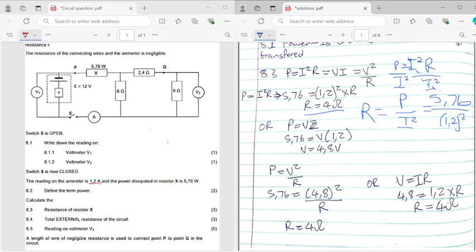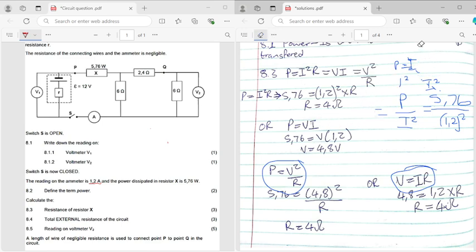So if you use that equation, you're just going to substitute what we have, which is the power and the current, and then it's going to give you a voltage of 4.8, and then from there you can choose whether you use this equation or this one to calculate the value of R. So those are the different methods that you can use to solve this question.